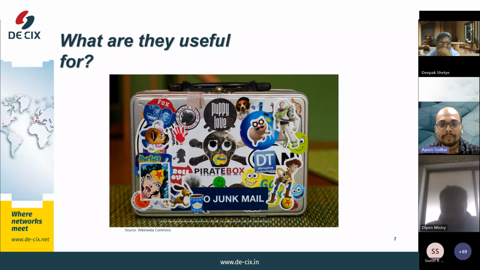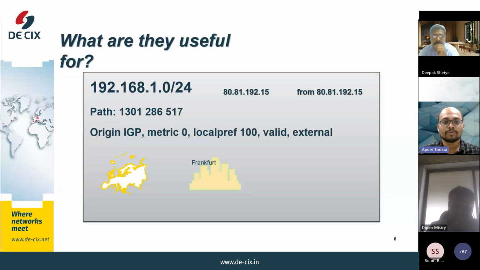You can imagine a suitcase covered with stickers. Each sticker might have a special meaning to the owner. Similarly, BGP communities are like stickers for BGP prefixes. You can stick a community onto a prefix and pass it along, and someone else might add another community or remove the previous one, just like stickers can be added to or removed from a suitcase. What can you use BGP communities for?